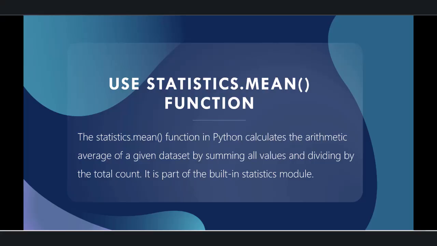As I explained, the procedure for finding the mean or average will remain the same, but the way we do it and the method we use will be different. Here we are using the statistics module which is built into Python. By using that, we are summing all values and dividing by the total count. Same procedure. And to calculate the arithmetic average of a given data set, for large data also, we can use this one. We'll see an example.